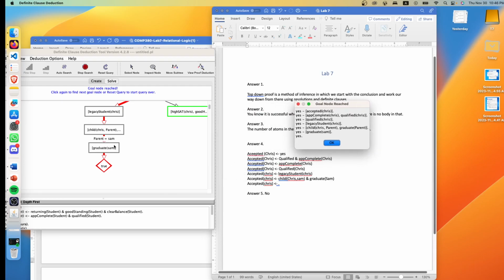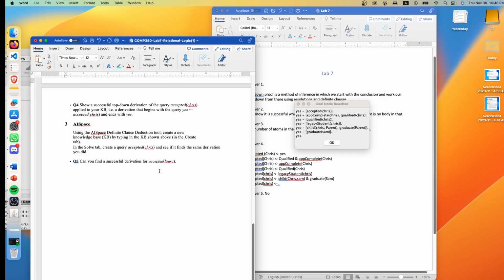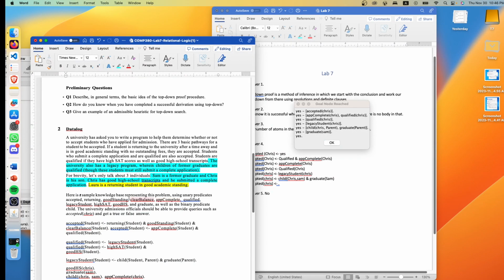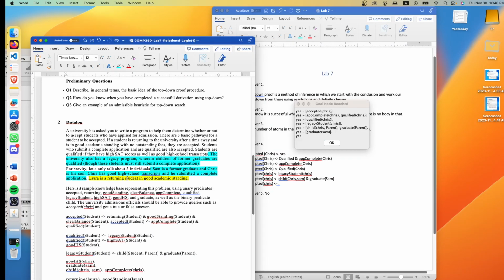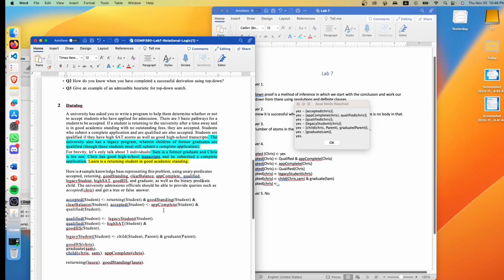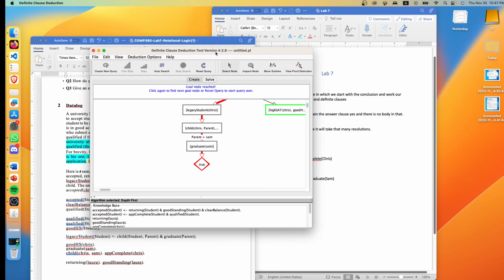As far as the fifth question goes, can Laura be accepted? No, we can't find a successful derivation for that because Laura is a returning student and has a good academic standing, but first of all, she does not have a clear balance. So, if it is a returning student, then it should have good standing and clear balance. Second, she has not filled the complete application. So, because of these two reasons, we can't accept her.